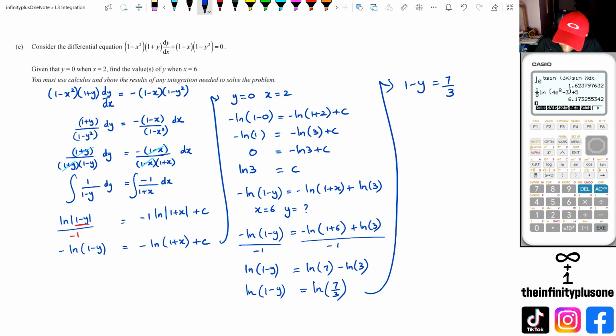And then negative y equals 7 over 3 minus 1. Negative y equals 4 over 3. And then y is equal to negative 4 over 3.